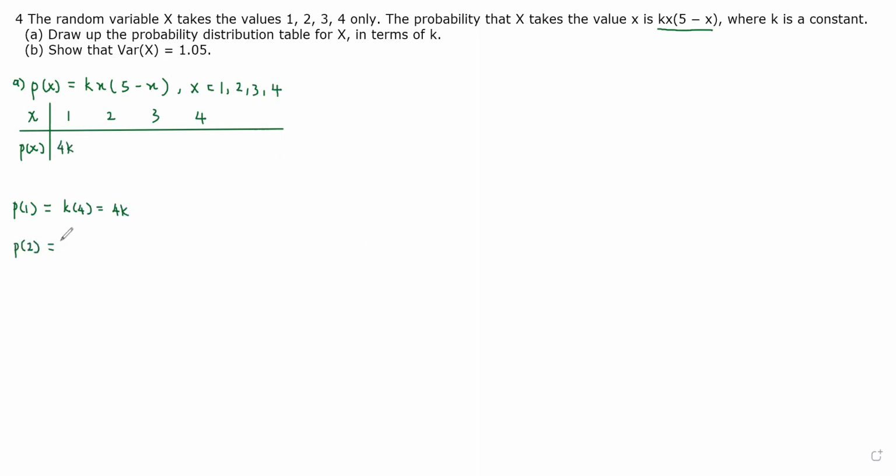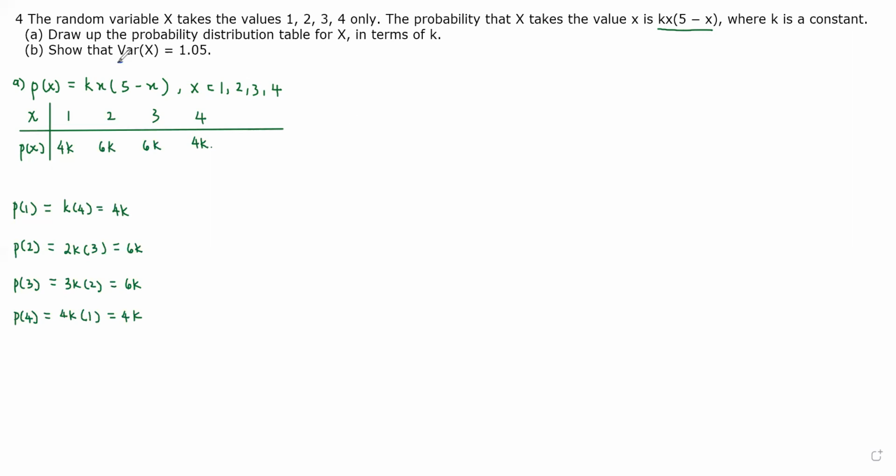Probability x takes on a value 2, when we replace x with 2, we have 2k times 3, which is 6k. And probability x equals 3, that will give us 3k times 2. We have 6k as well. And then when x is 4, we have 4k times 1, which is 4k. That will give us the probability distribution table for x in terms of k.